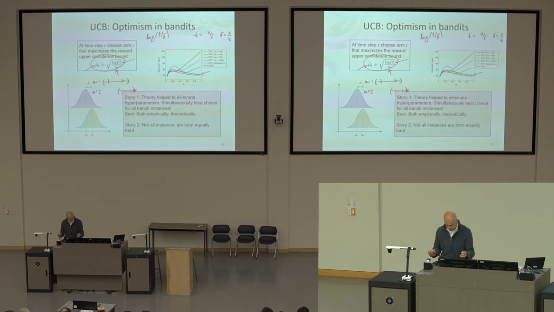So how does this work? Why does optimism help in this case? Well, in order to choose a suboptimal arm, the index of that arm should exceed the index of the optimal arm. Since these are upper confidence bounds, the index of the optimal arm is bigger than its mean. So in order to choose a suboptimal arm, its index has to exceed the mean of the optimal arm. That's the only way you can choose a suboptimal arm. But it's also true that the index of the suboptimal arm is an upper bound on its mean.